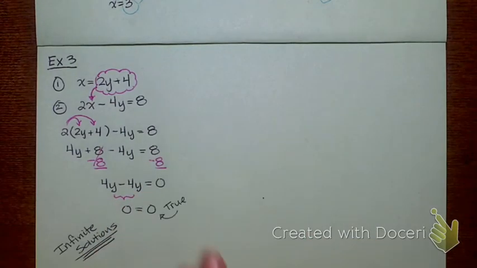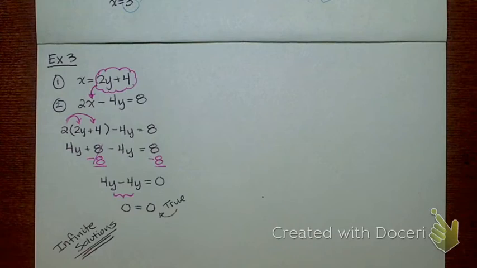Because this statement is true and all our variables have disappeared, that means there's not just one value of x and y that makes the equation true. That means there's many, many, many infinite values of x and y that are going to make this equation true. Both of these. Okay, Amelia?